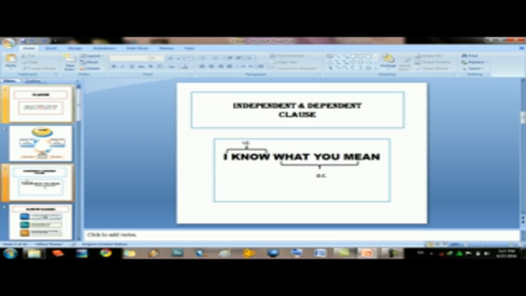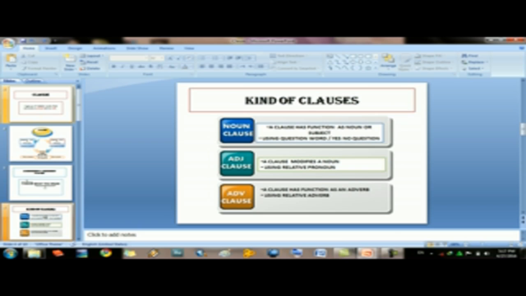This is an example of dependent and independent clause. I know what you mean. "I know" is the independent clause because it can stand alone without "what you mean". Then "what you mean" is the dependent clause. There are three kinds of clauses.